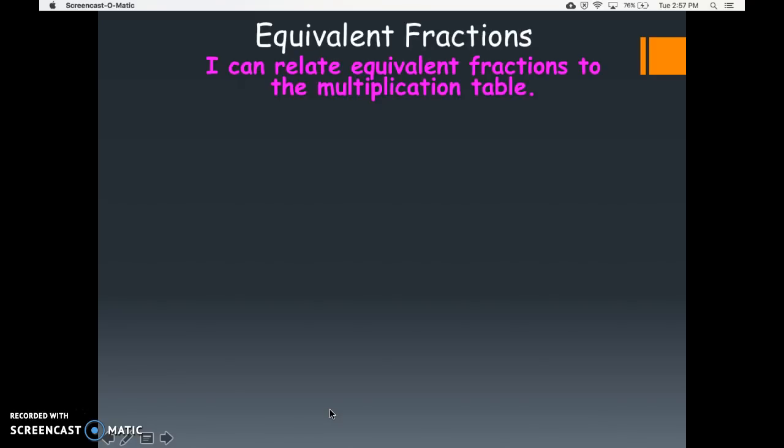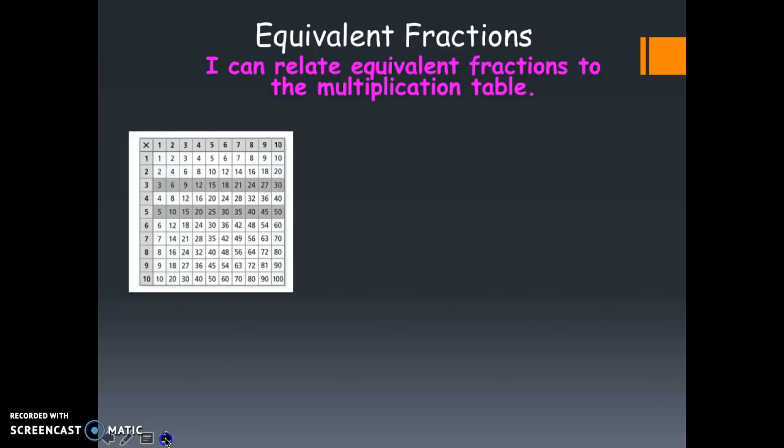Your I can statement that you need to write down in your math notebook on the third page is simply, I can relate equivalent fractions to the multiplication table. So go ahead and stop the video and write that down.